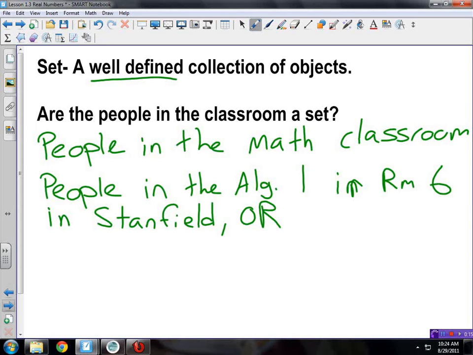So this is getting pretty well defined, but do you guys know what I have first period every day? Algebra 1 in room 6. Period 3. Now is it well defined?